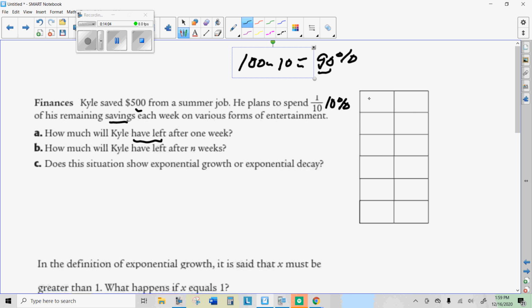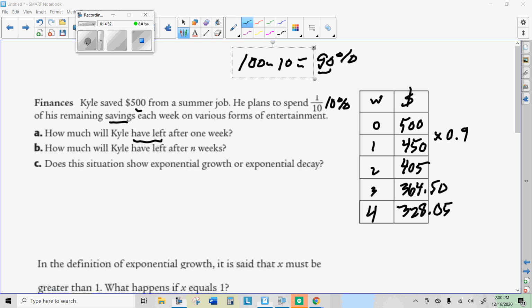So let's do this here. This is the weeks. This is how much money he has left. Okay? And so he starts with 500. Now to take away 10%, you're going to be left with 90%. So you want to multiply by 0.90. So if you do this first one right, you'll get 450. Go ahead and do the rest of them. So he will have 450 after 1 week.